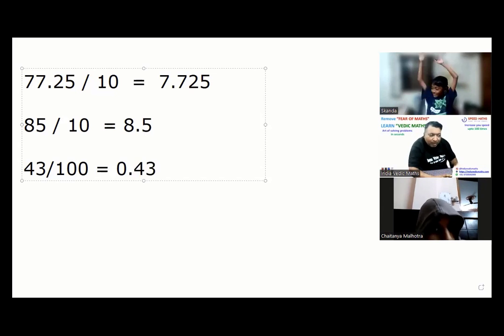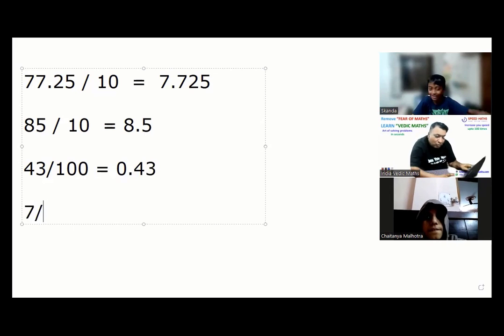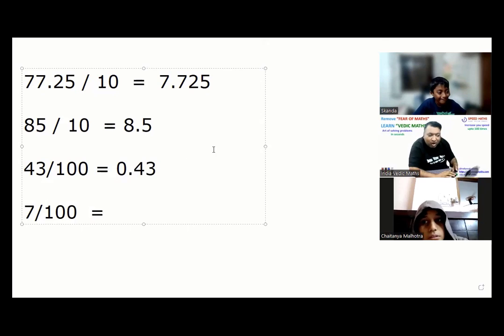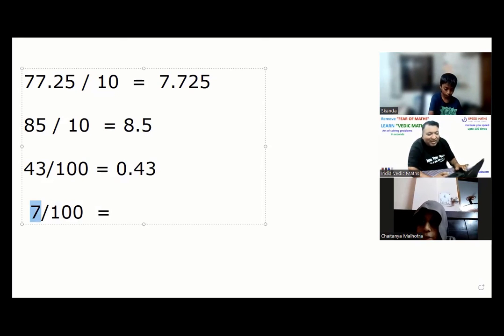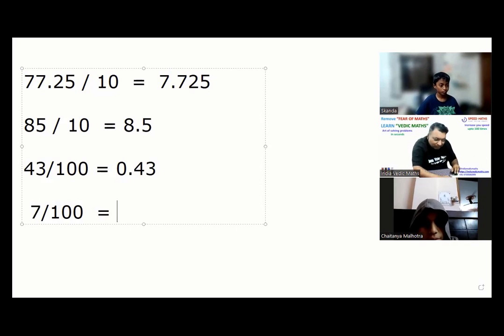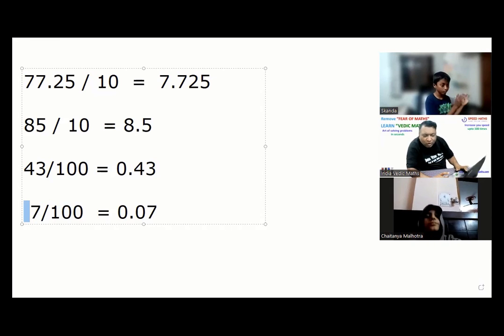Correct? But if I ask you this question, now you have to think, "Sir, what happened? What's the problem here now?" Chaitanya, what's the problem here in this question? Sir, there are 2 zeros, but it is easy because we can do 0.07. Then put 1 zero extra from your pocket. Why? Because you need 2 places. There is nothing, so you put 0 before that. Is everyone clear on this? You have to put 1 zero extra before the 7. It becomes this.